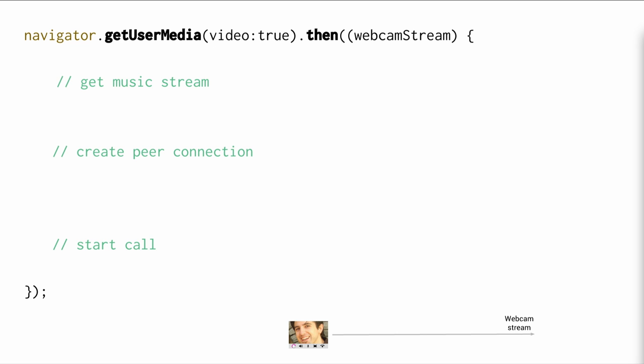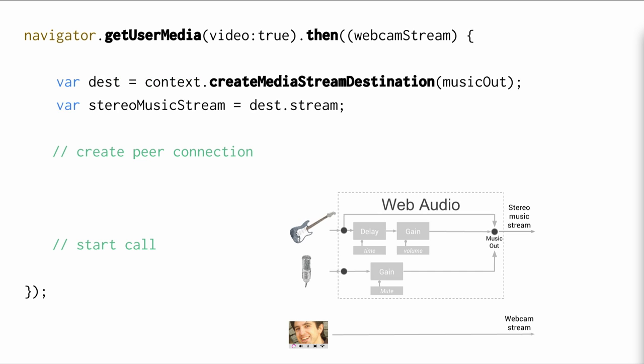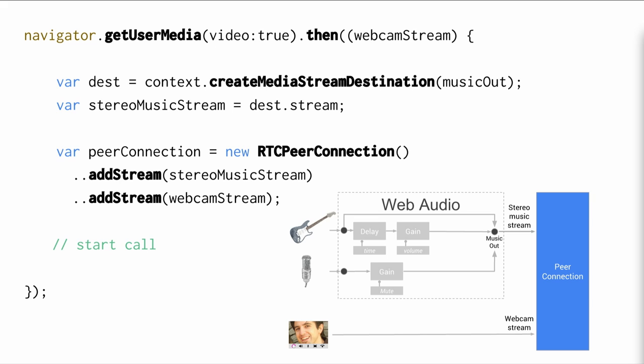We're using the getUserMedia API again here, but instead of fetching the audio, we're fetching the video part. When that returns, the then clause here is executed. The first thing, if you see at the bottom here, is that we have received access to our webcam stream. Then we take the music out object, which is the output and the mix of everything we've done in web audio, including the mic, and we create a media stream destination using that music out object. Then we get the stream for that, so we have our stereo music stream. Then we hook up both the stereo music stream and the webcam stream to the peer connection.